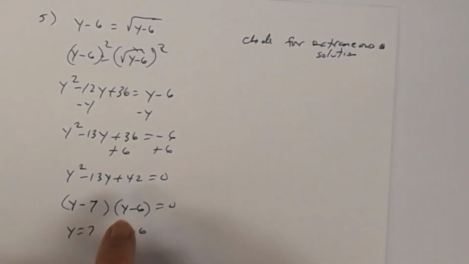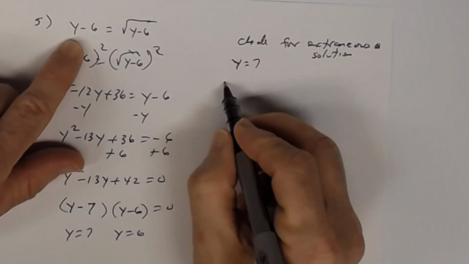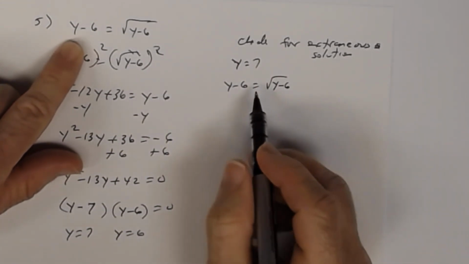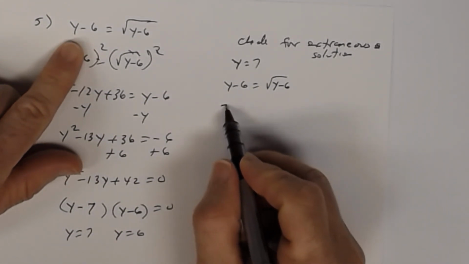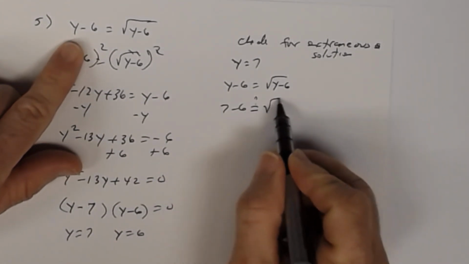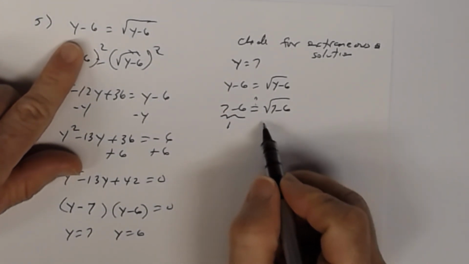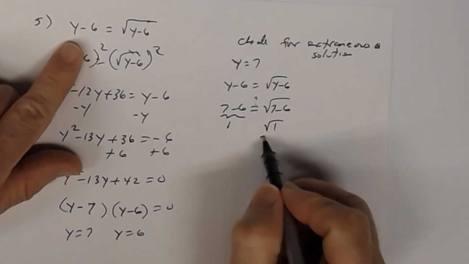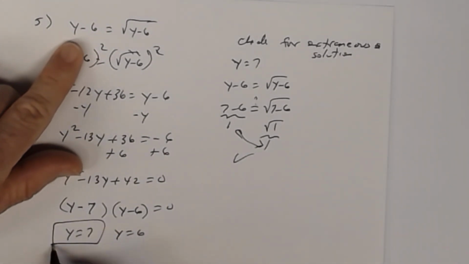All right, so we have y equals 7. So let's go back to the original. We have y minus 6 equal to the square root of y minus 6. And so in place of y, I'm going to substitute 7. So we get 7 minus 6. I'm going to see if that's going to equal the square root of 7 minus 6. Well, 7 minus 6 is 1. And the 7 minus 6 here is 1. And so this becomes the square root of 1. And the square root of 1 is 1. And those do equal. So 7 is a solution.